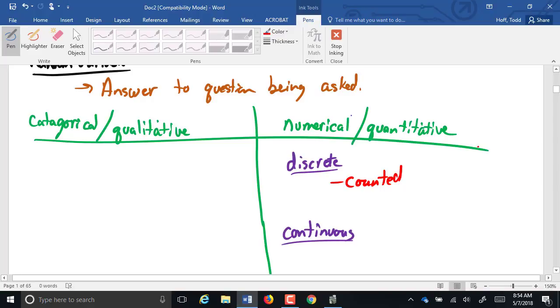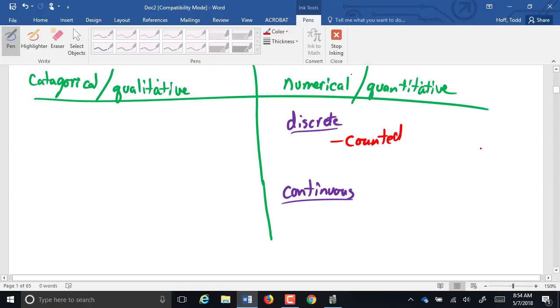How many cars do you own? How many classes are you taking? How many children do you have? That's something you can count. Continuous is measured. How tall are you? That's something you measure. How long does it take you to perform a task?